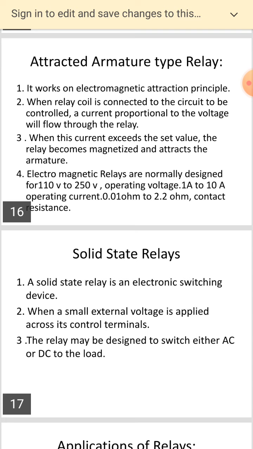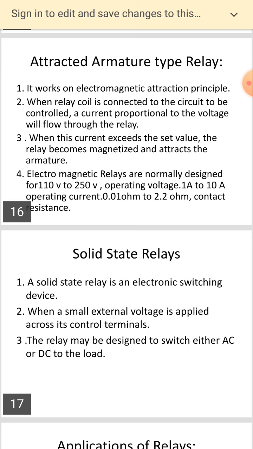Electromagnetic relays are normally designed for 110 volt to 250 volt, operating current 1 ampere to 10 ampere, and contact resistance 0.01 ohm to 2.2 ohm.